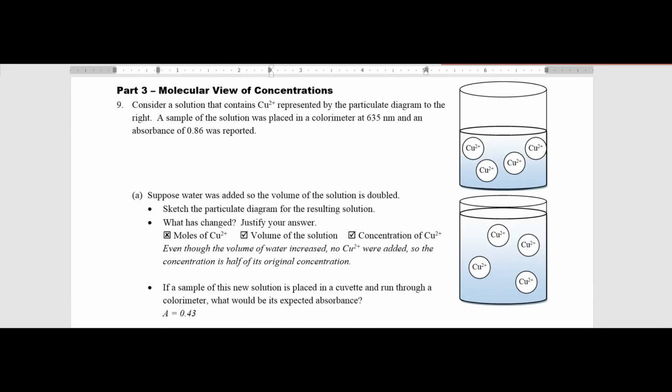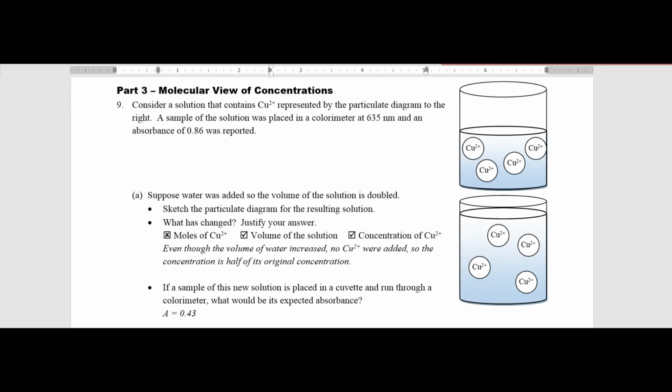All right, again, I wanted to draw this out and write it out, but my computer's acting really weird. So part 3 is a molecular view of concentrations. We want to get how much you have of this chemical, this compound, in water. That's what we're going to talk about for question number 9.